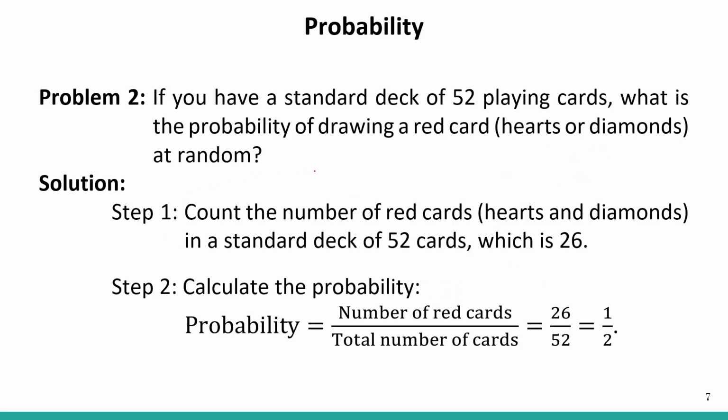Okay, so let's see the step-by-step solution. Count the number of red cards, that is hearts and diamonds, in a standard deck of 52 cards, which is 26, right? 13 plus 13, because there are 13 hearts, that is ace, 2 of hearts, and up to queen and king. The same goes for the diamonds, and you have 13 and 13 cards right here. So probability is the number of red cards by total number of cards, that is equal to 26 by 52, that is equal to 1 by 2.